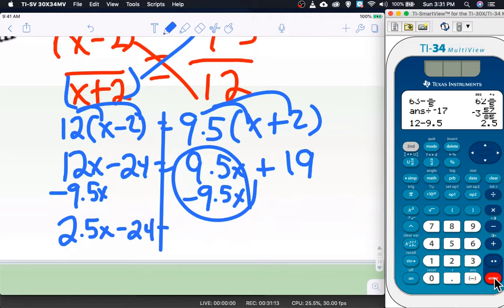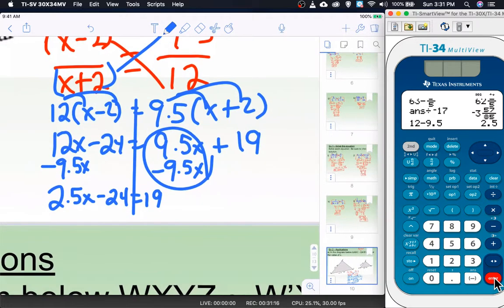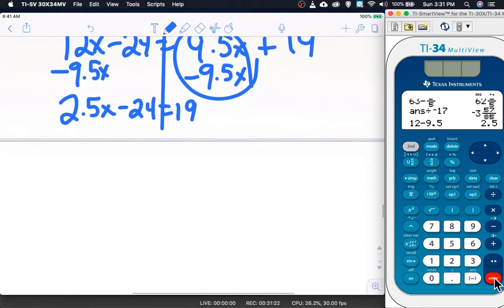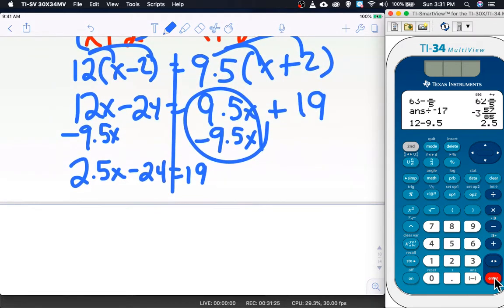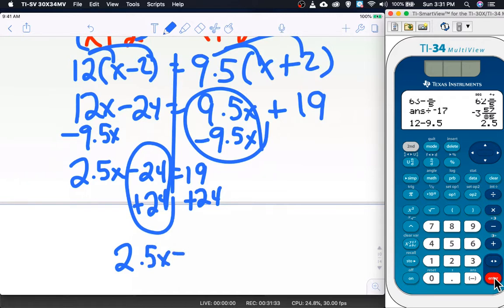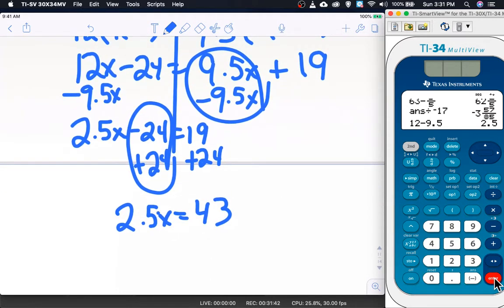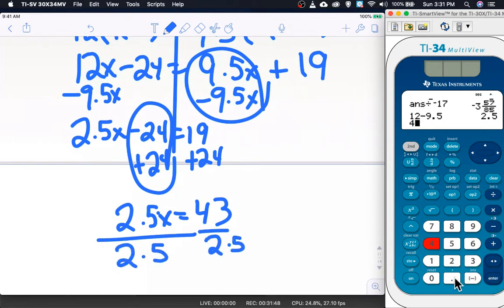Minus 24 equals 19. I'm going to add a new page because I have no more space to write. So I'm just going to continue further down. To solve the equation, I'm going to get rid of this minus 24 by doing plus 24 on both sides. 2.5x equals 43. And then finally, to get rid of this multiply by 2.5, I'm going to divide by 2.5 on both sides, and 43 divided by 2.5 is 17.2.